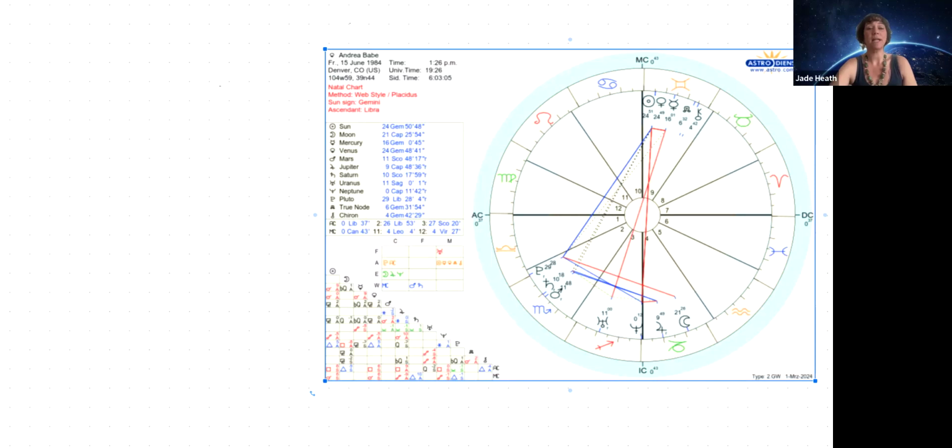Starting from the sun and moving all the way down: the sun, the moon, Mercury, Venus, Mars, which are our personal planets. And then we start with the outer planets: Jupiter, Saturn, Uranus, Neptune, Pluto. We also have the true node represented here along with Chiron. Chiron is known as the wounded healer and is shaped like a key, and tends to be the key to unlocking our healing when we look at the chart.